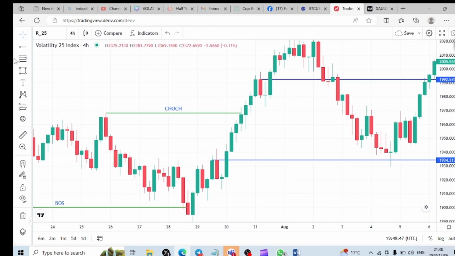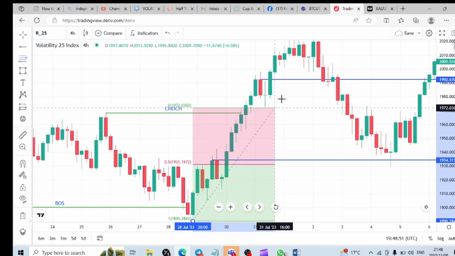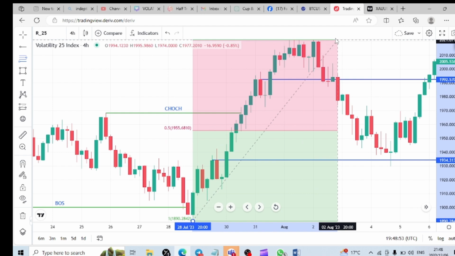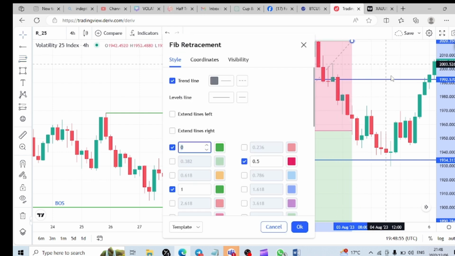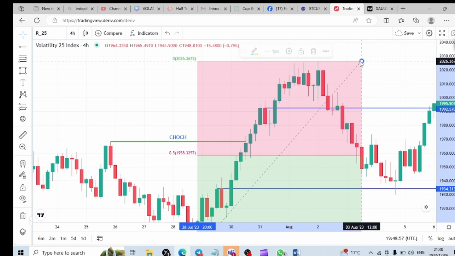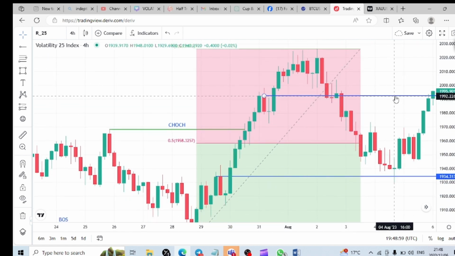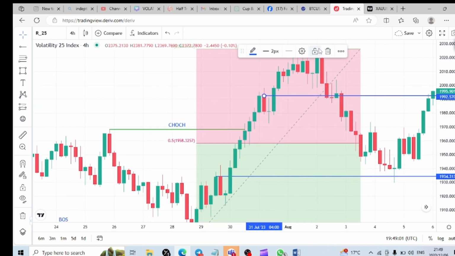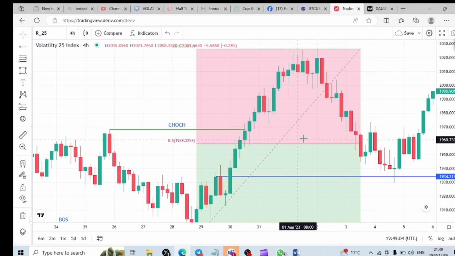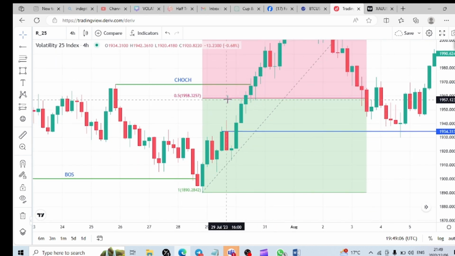Why? Because if you use our PDRA, if you use our Fibonacci here, we stretch it from where the trend moved to the high of that movement. We can see price is still within the premium territory. So this one becomes an invalid order block. Why? Because we can't buy when price is in premium. We need to buy when price is in the discount. And this one becomes a valid order block.